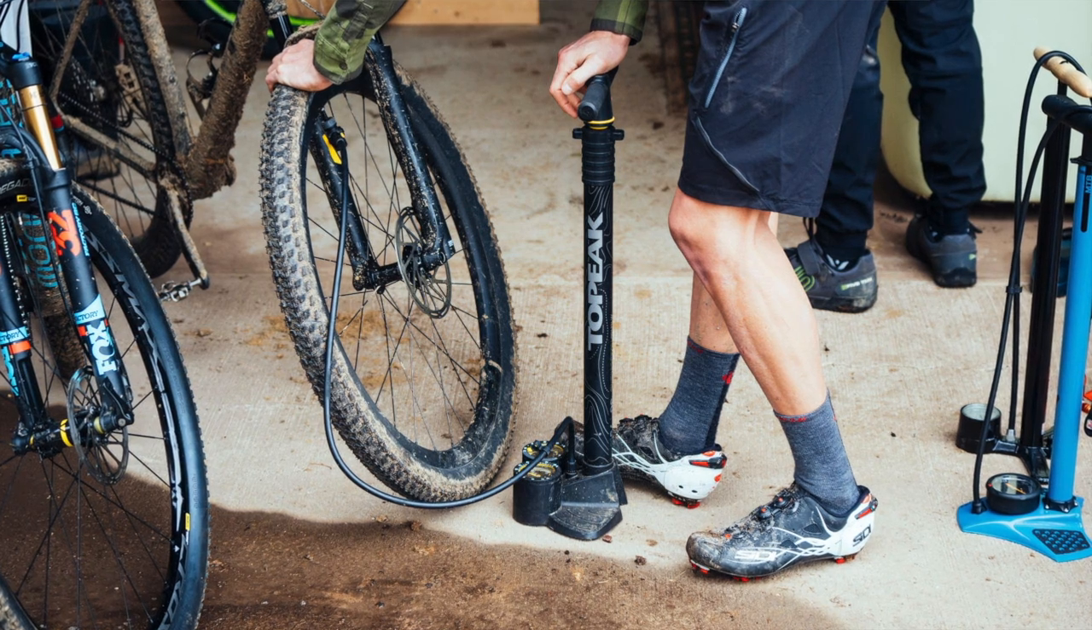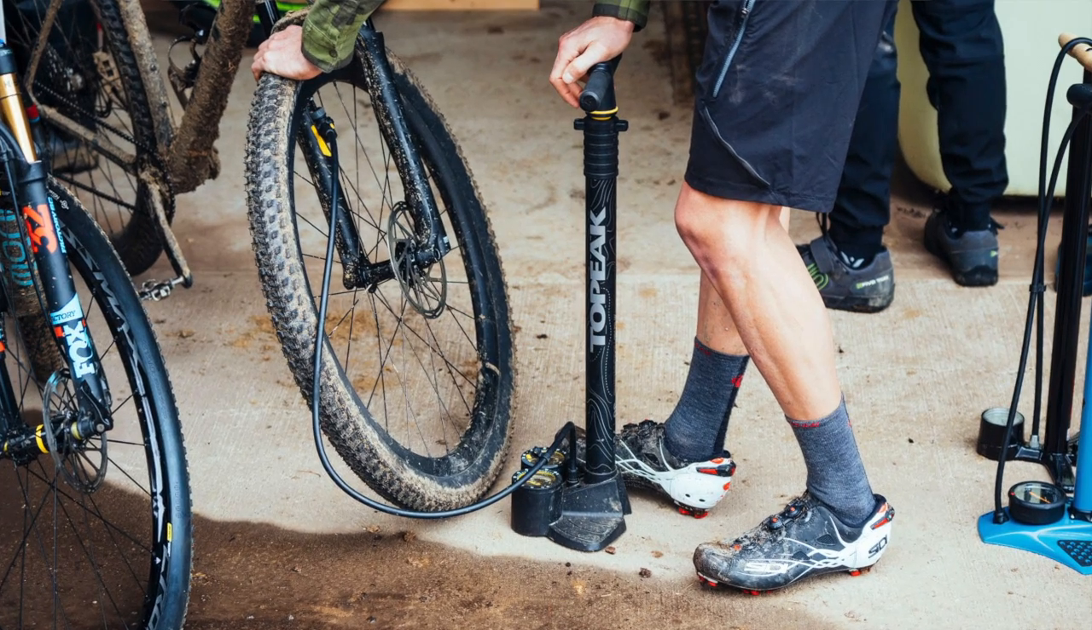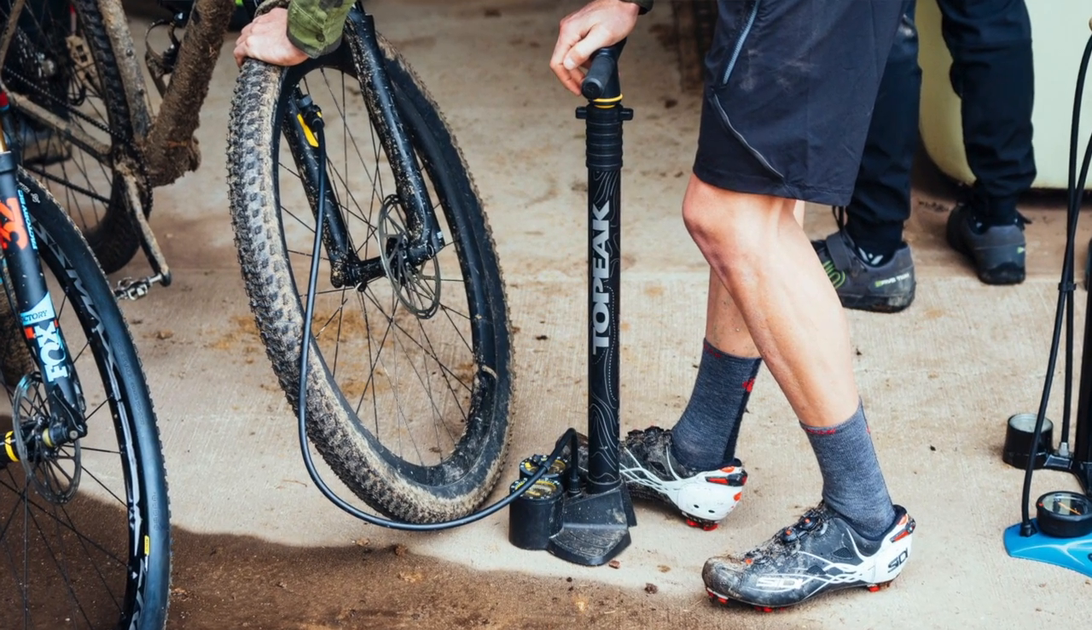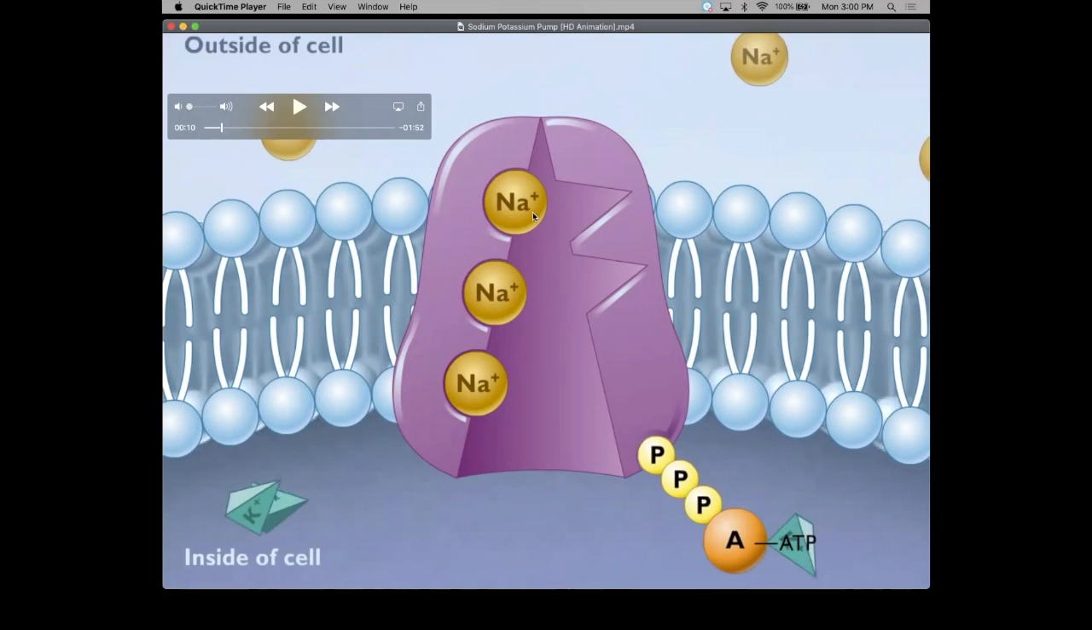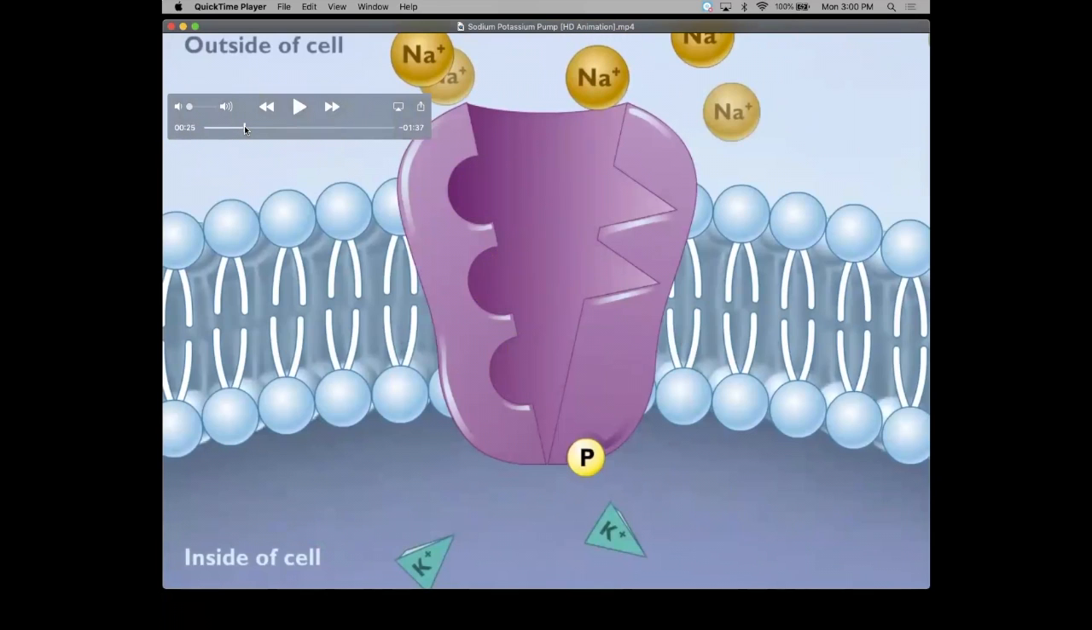Just like a bike pump where you force air in, even though air wants to leave the tire, you use a pump to force it in. Sodium wants to go this way, and we use our energy to make it go that way. That is your sodium-potassium pump.